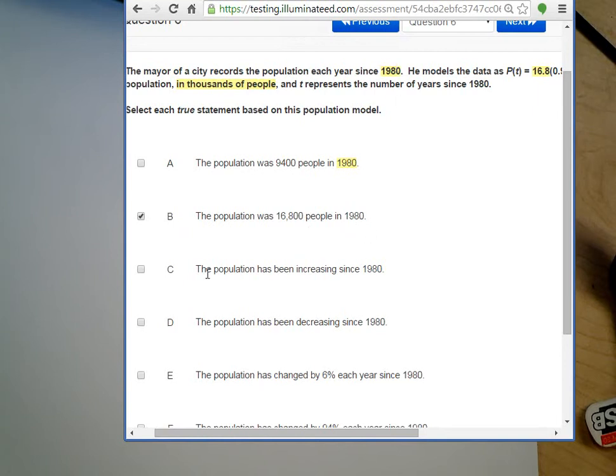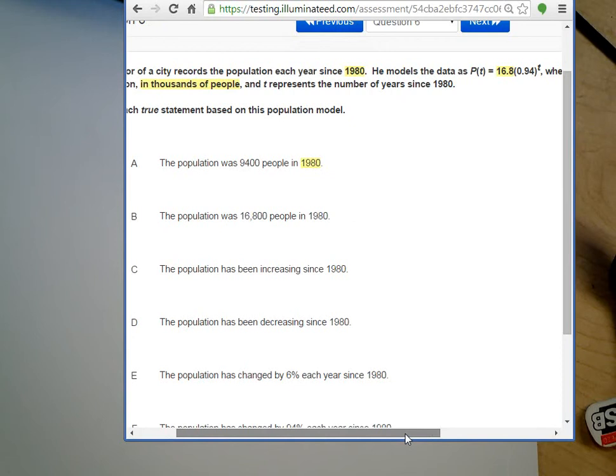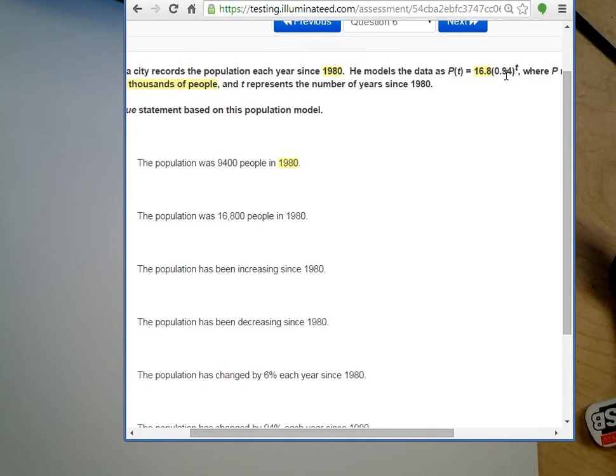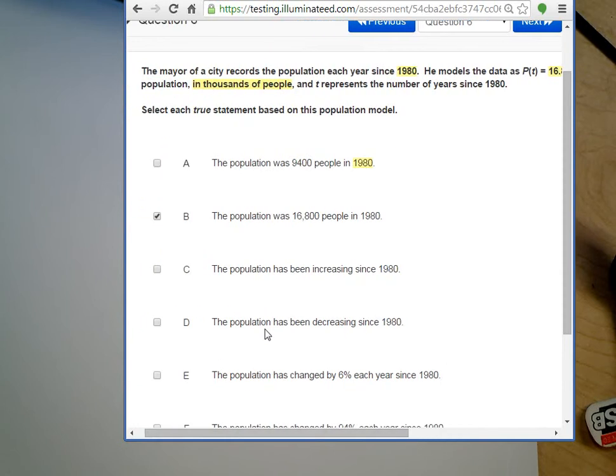Let's go to C. The population has been increasing since 1990. Well, is this going to be growth or is this going to be decay? So we look at this number here, this 0.94. That's less than 1. If it's less than 1, we're going to be decreasing. So that means the population has been decreasing since 1990, not increasing.